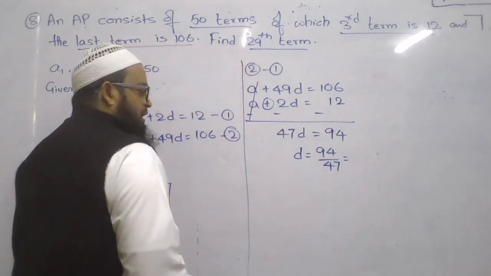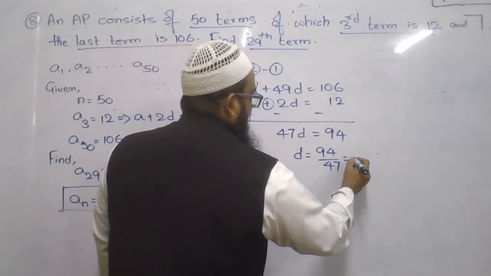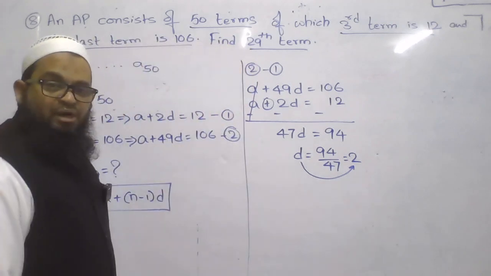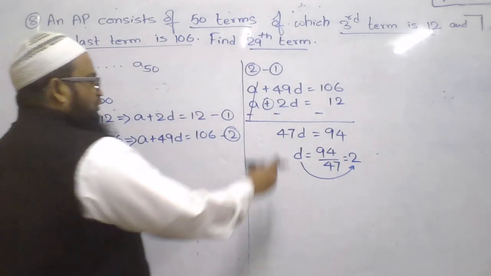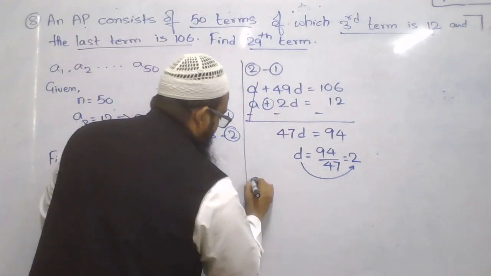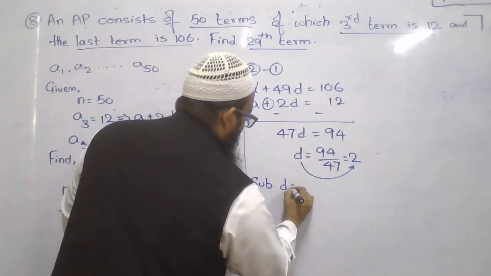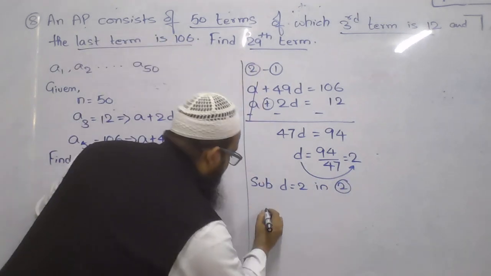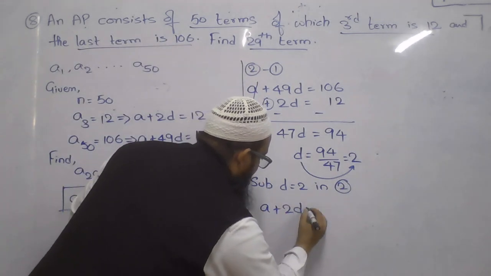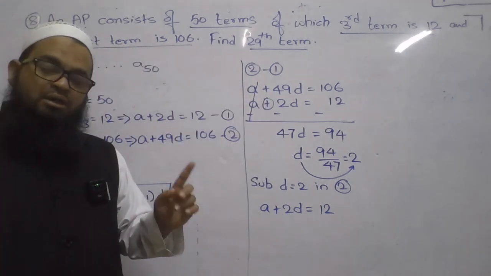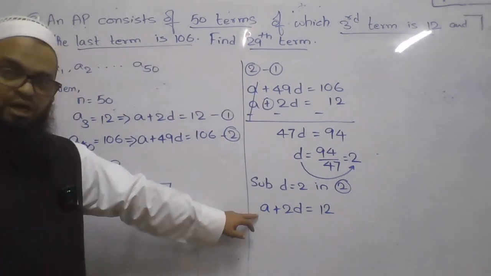47 2 times is 94. So you got the common difference is equal to 2. Now substitute in anything, since it is a smaller number. So substitute d is equal to 2 in the first equation. So what is the first equation? A plus 2 times d is equal to 12. Do not go for direct substitution. First write the equation, okay?